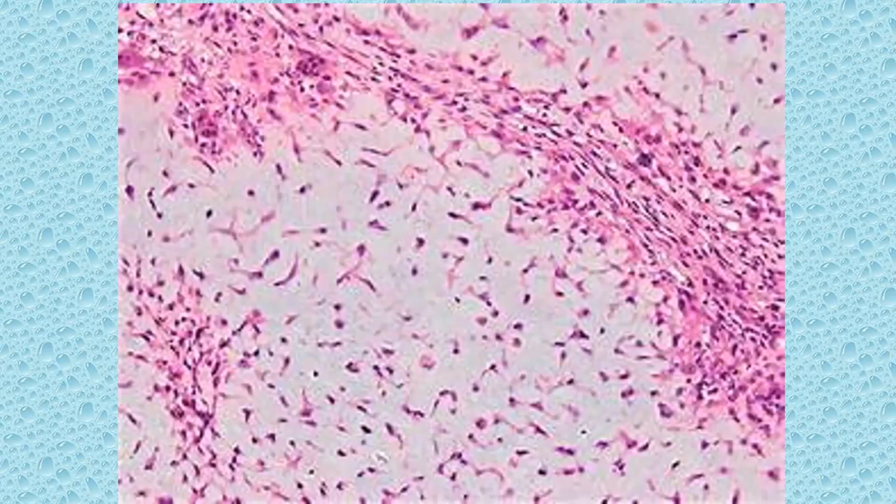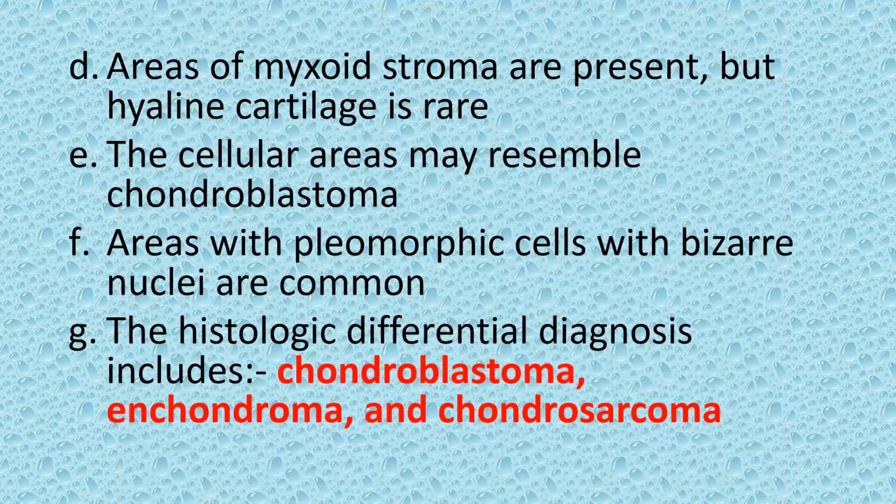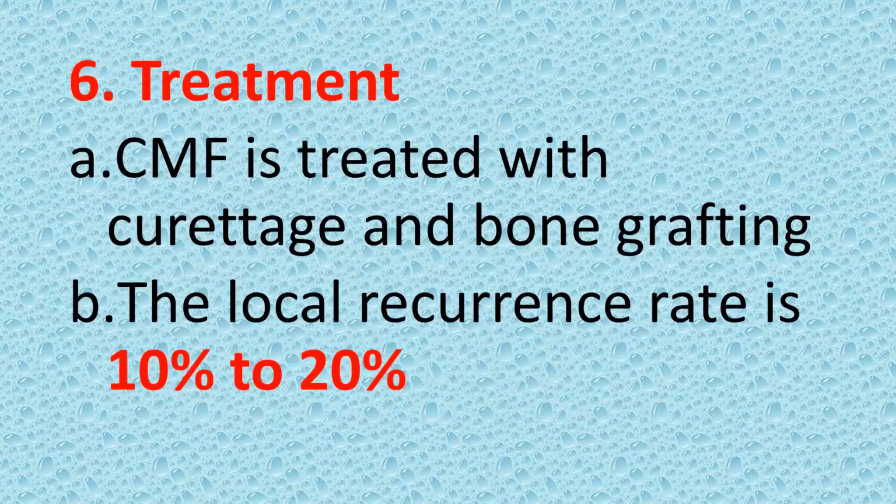Areas of myxoid stroma are present, but hyaline cartilage is rare. The cellular areas may resemble chondroblastoma. Areas of pleomorphic cells with bizarre nuclei are common. The histologic differential diagnosis is chondroblastoma, chondroma, and chondrosarcoma. Chondromyxoid fibroma is treated with curettage and bone grafting, and the local recurrence rate is 10 to 20%.